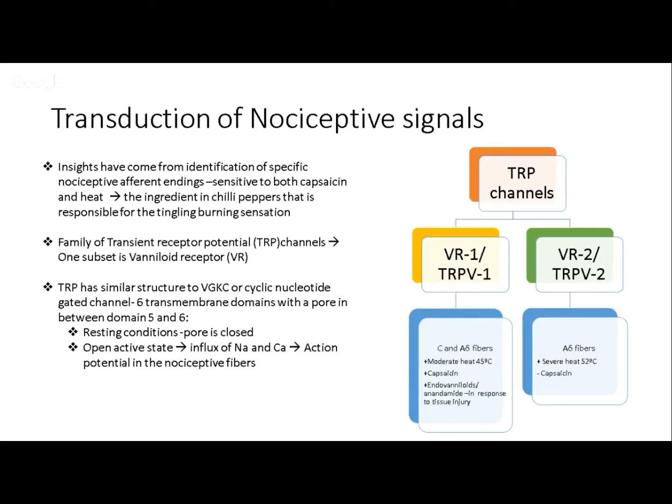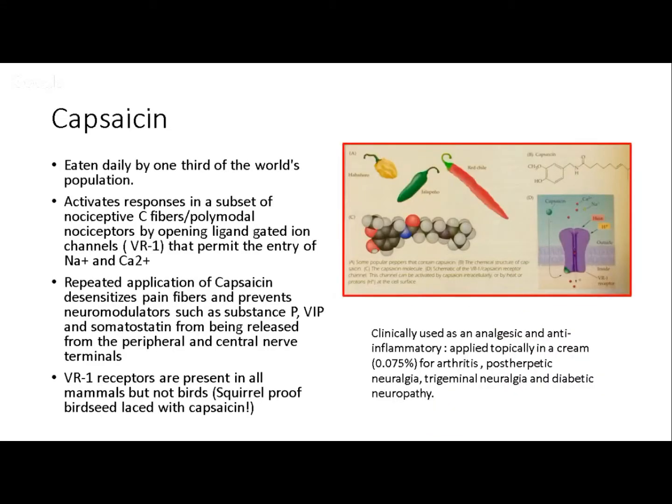So these channels are basically like your other VGKC channel, like the voltage gated potassium channels or a cyclic nucleotide channel, and they have a pore between domain 5 and 6, which in resting conditions is closed, and when activated, opens up to release sodium and calcium and the action potential, like how you have for any of your other action potentials.